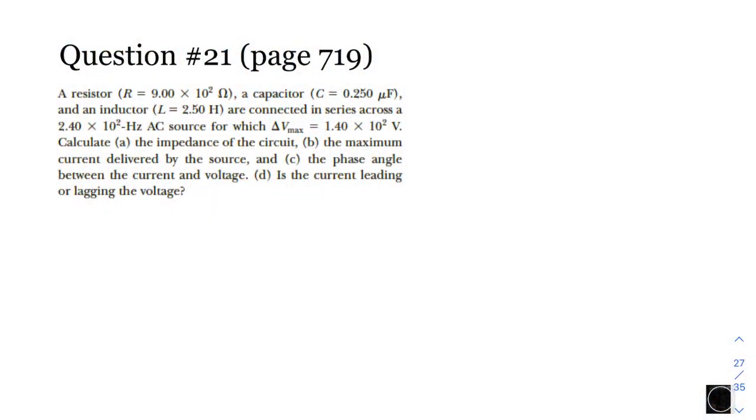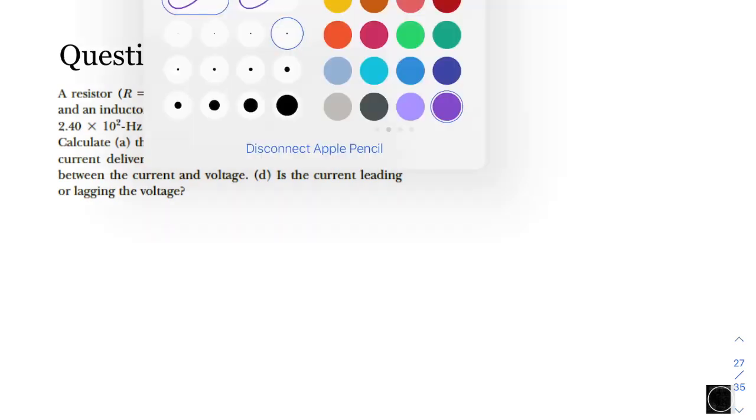Right, let's continue to question number 21, page 719. A resistor of 900 ohm, a capacitor of 0.25 microfarad, and an inductor L of 2.5 Henry are connected in series across a 2.4 times 10 to the power of 2 Hertz AC source, for which the delta V max is this amount. Calculate the impedance of the circuit. Okay, so we want to calculate the impedance of the circuit.